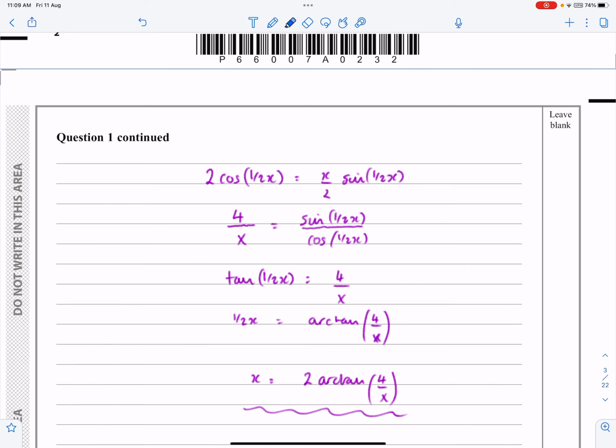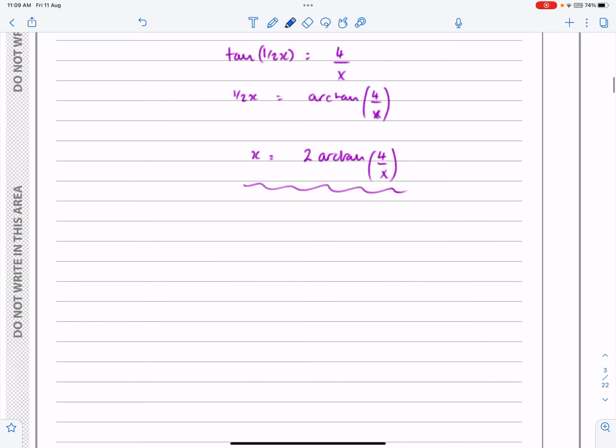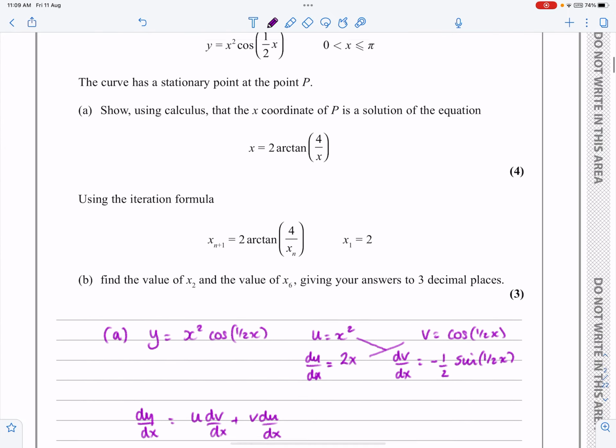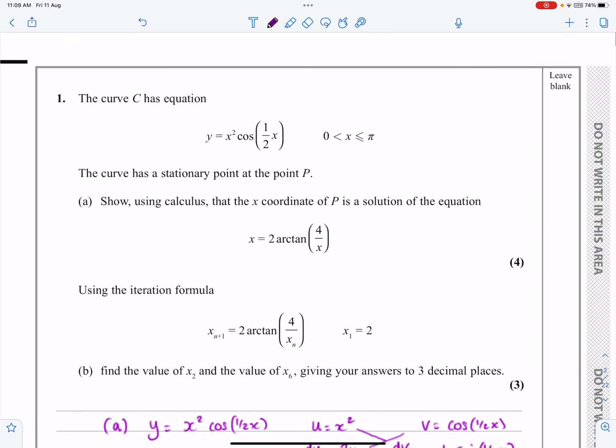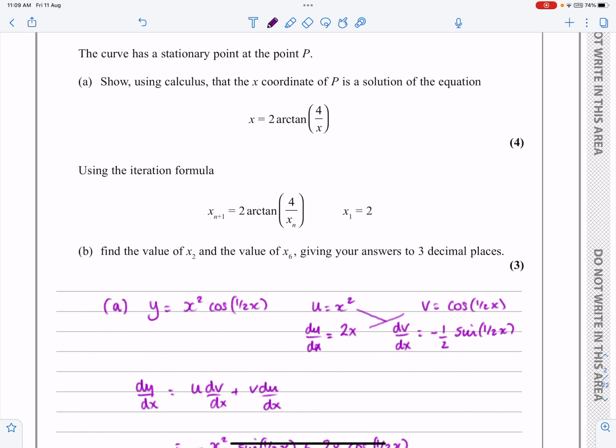That was a relief. Okay, B. What does B ask us for? So we now have a bit of a change of topic here. Now that we've done that, in effect, we've derived an iterative formula, and it's now going to ask us just to use the iterative formula.